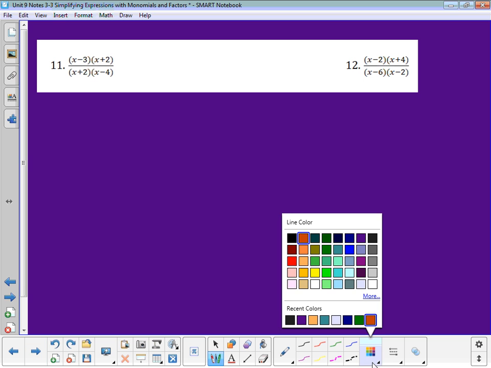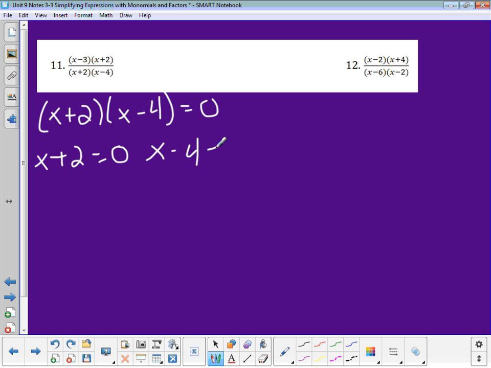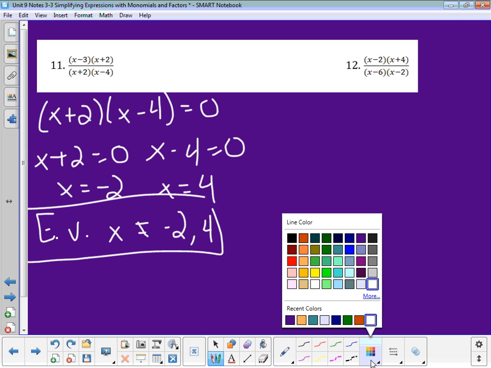Let's take a look at number 11. So for number 11, again, we want to set that denominator equal to 0. So x plus 2 times x minus 4 is equal to 0. So x plus 2 is equal to 0. x minus 4 is equal to 0. So here, subtract 2 from both sides, you get x is equal to negative 2. Here you get that x is equal to 4. So our excluded value is that x cannot be negative 2 or 4. So that's one of our answers. Now we need to get our simplified version.